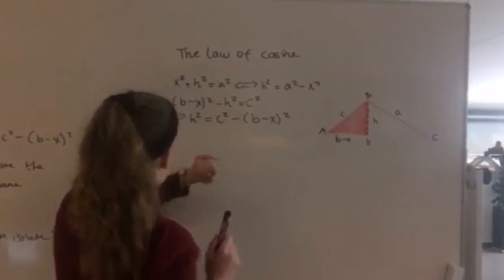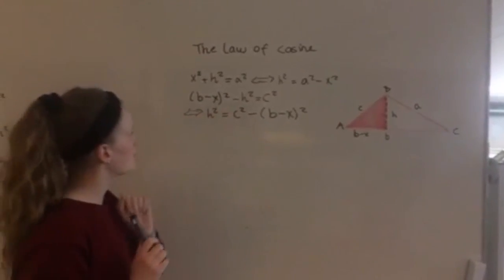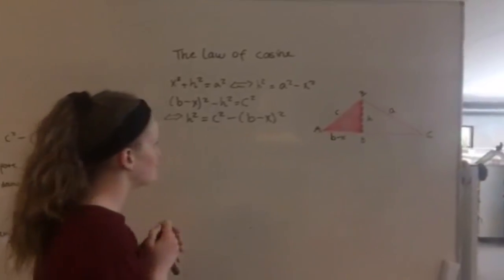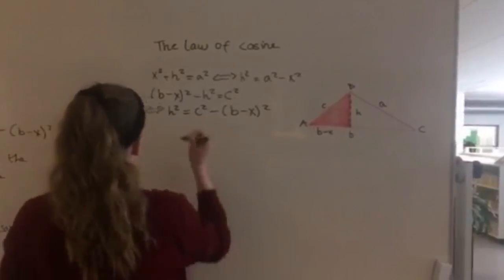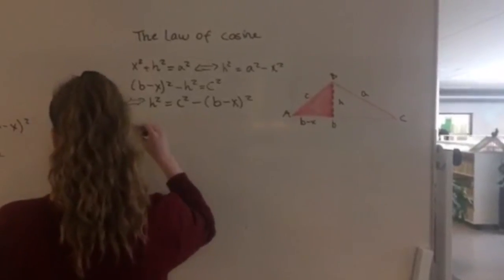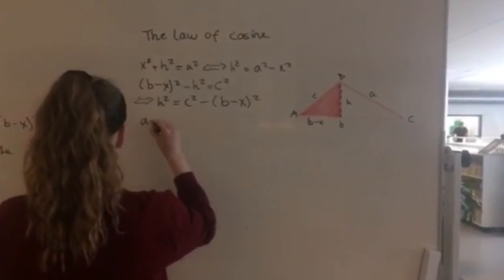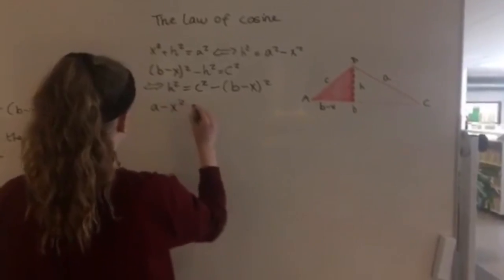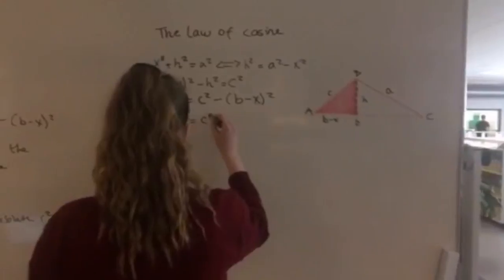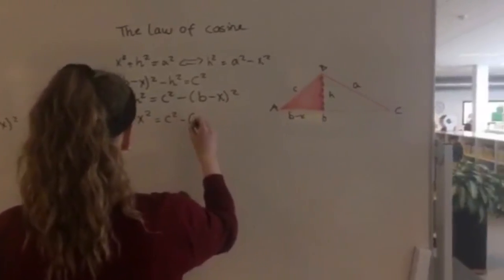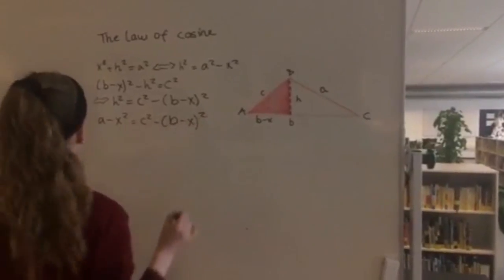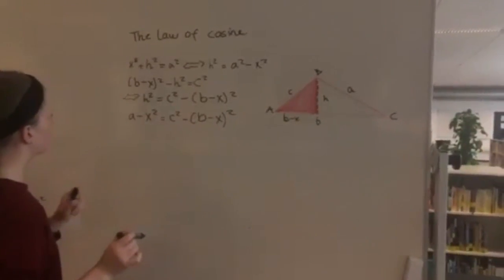From this, we can isolate h, and we isolate it by adding h to the power of 2. So we're going to do that, and then we're left with a minus x to the power of 2 equals c to the power of 2 minus b minus x to the power of 2.